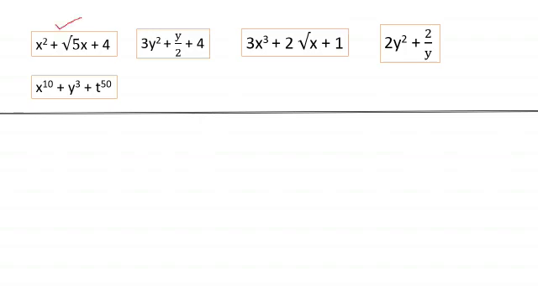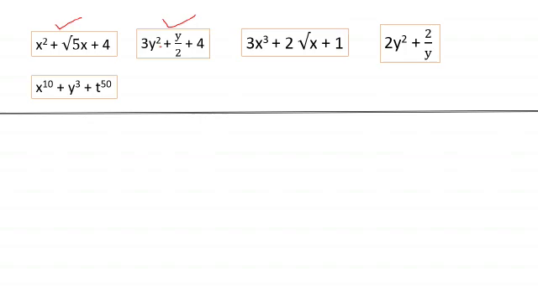Now let's take the second expression: 3y square plus y by 2 plus 4. In this also we can see that the exponents, the powers, are 2, 1 and 0. So all the exponents are whole numbers. So this is also a polynomial.